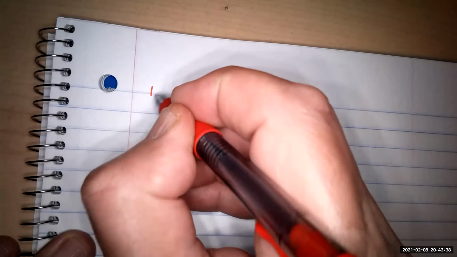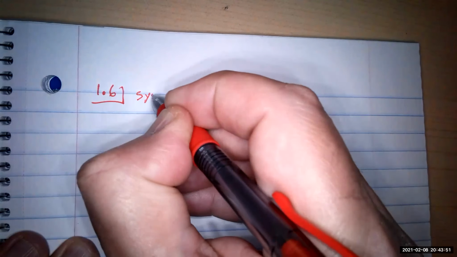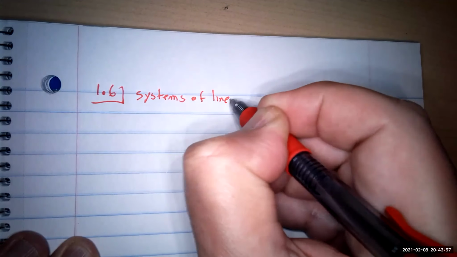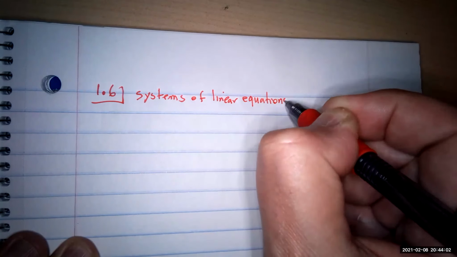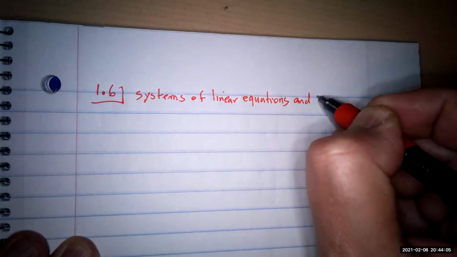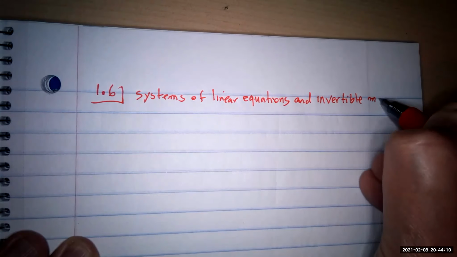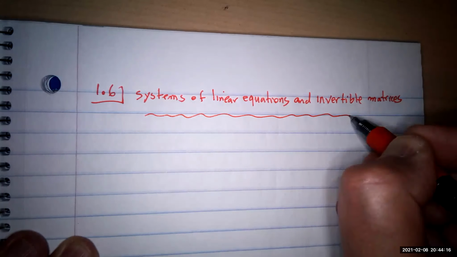So that's 1.6. We already prepared everything we need from 1.5. So basically, we are going to see systems of linear equations and invertible matrices. So this is going to be the target.